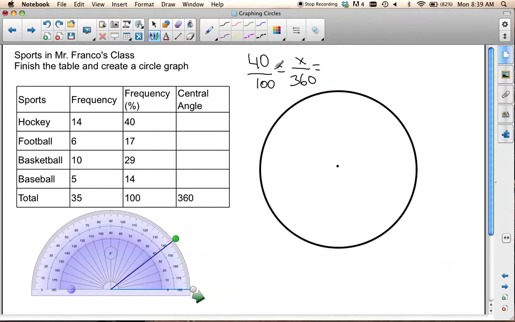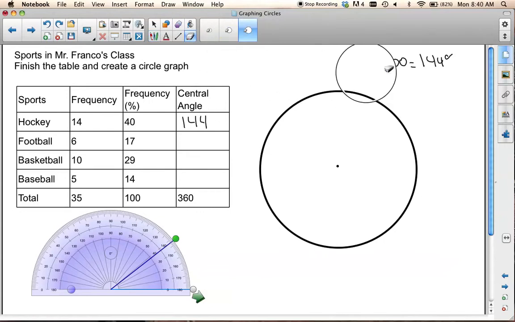Well, I would do what I've done before, and I just cross multiply. So I'd go 40 times 360, which gives me 14,400, and divide that by 100, and now we get 144 degrees. So I know that my first sort of thing that I need to graph is going to be 144 degrees.